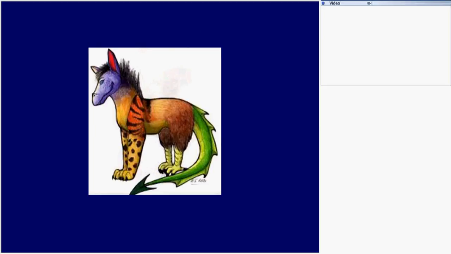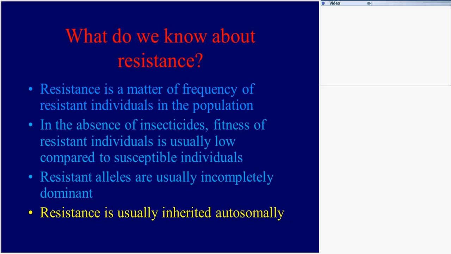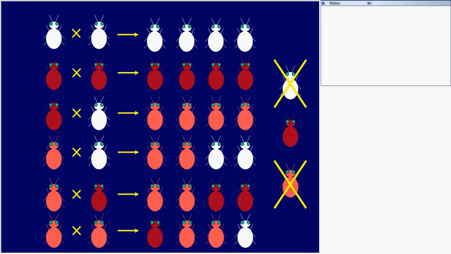So the hybrids are in between their parents, which I guess makes sense. Another thing that's usually true about resistance is that it's inherited autosomally, which means genes are not located on the sex chromosome, and which means that they follow more or less Mendelian inheritance. Okay, so this is an example with a single gene.